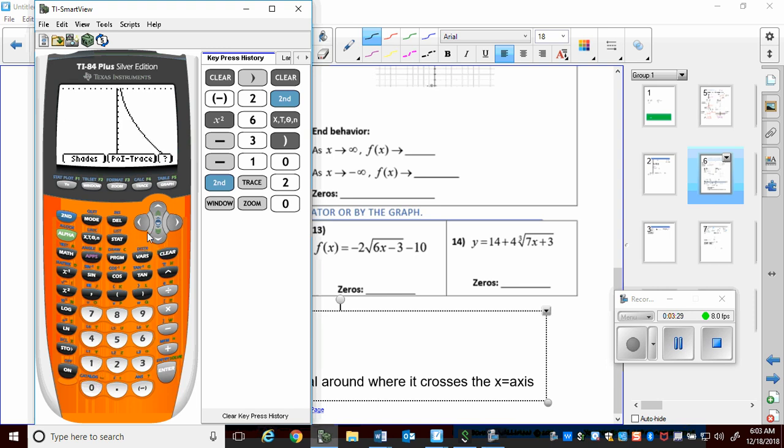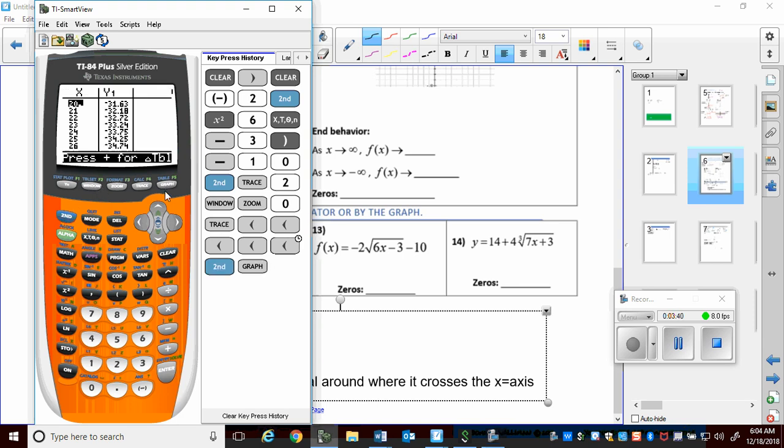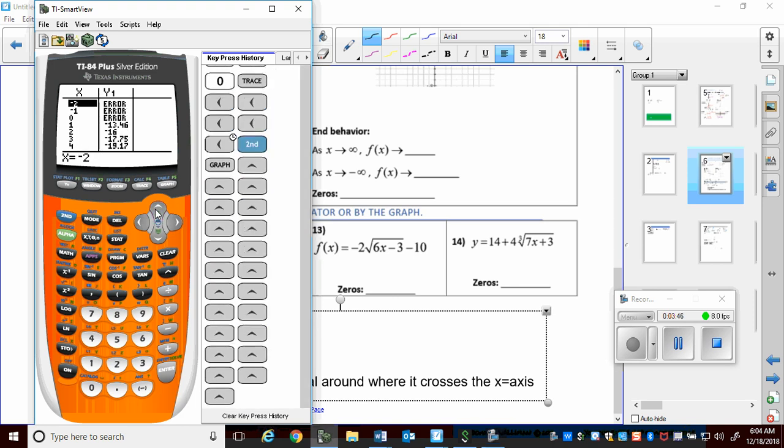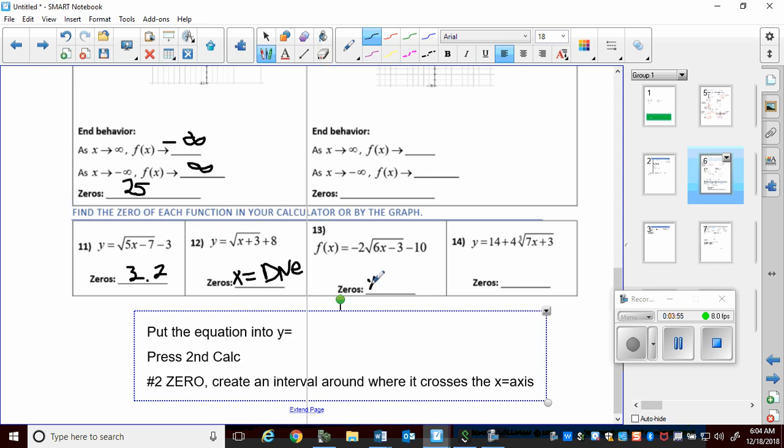And there's my curve. So I want to know if this goes up. So what I'm going to do is go to my table, use my table, and see if it goes over 0. And it does not. It looks like the highest point is -13.46, and this 0 just does not exist.